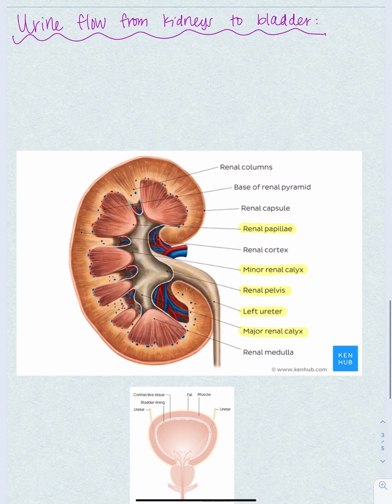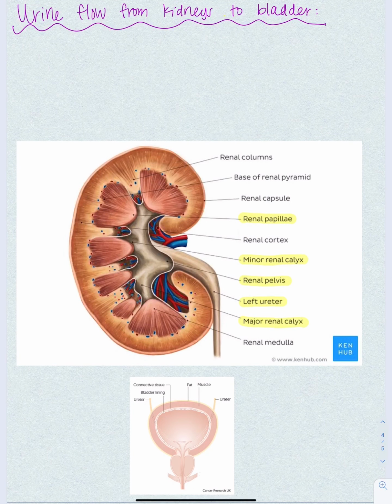Now, let's trace the flow of urine. Urine flows from the renal papilla on the kidneys to the minor calyces, through the major calyces, into the renal pelvis, down through the ureter, and finally empties into the bladder.